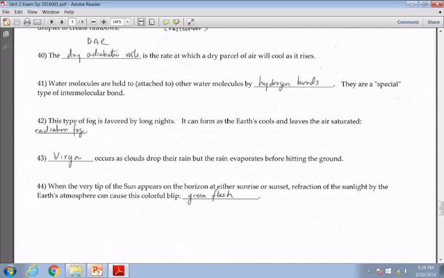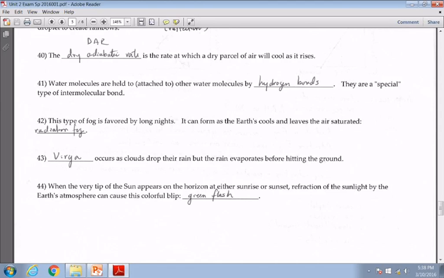42, I was after the specific type of fog, radiation fog, as it can occur as the Earth cools down over the course of the night. That's your morning fog. Question 43, I was after virga, a cloud that dumps its precipitation, but the atmosphere is too dry. It doesn't make it down to the Earth's surface.